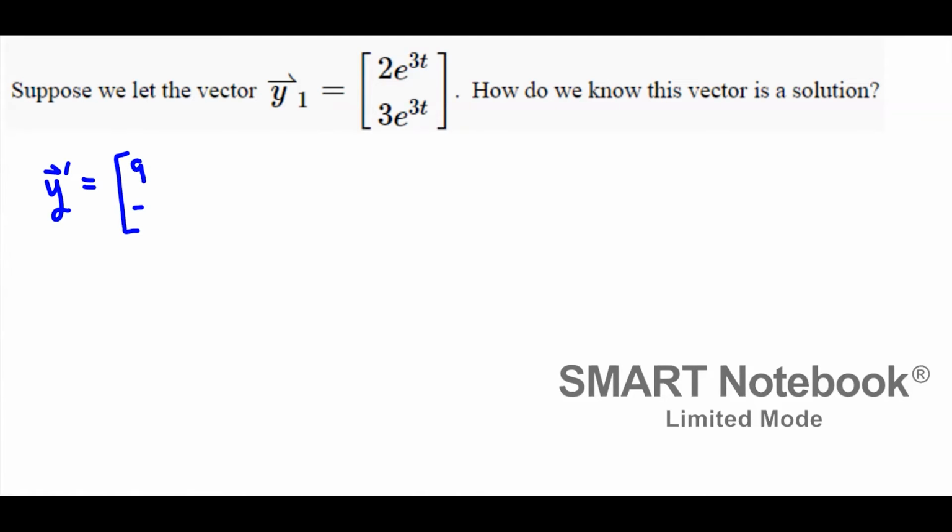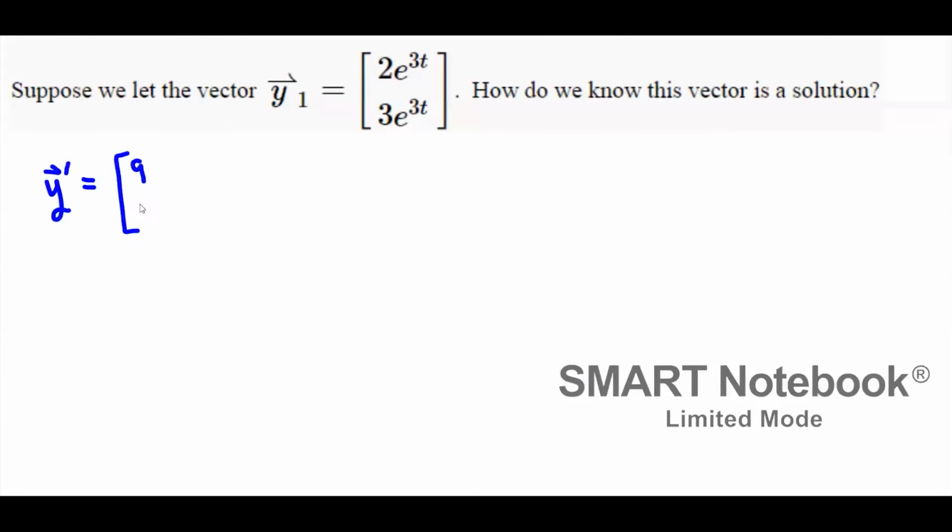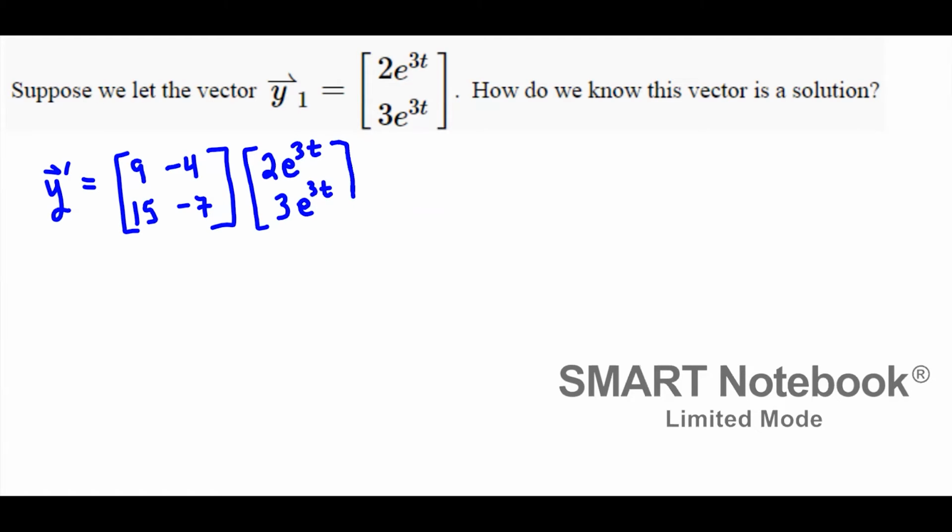I've already forgot what the system was. Let me go back. 9, negative 4, 15, negative 7. I'm going to plug in this vector y1. It's like we're just guessing here. And we're going to multiply these, and when we multiply them, we should get the derivative of y. And if we do, then we've satisfied this equation.